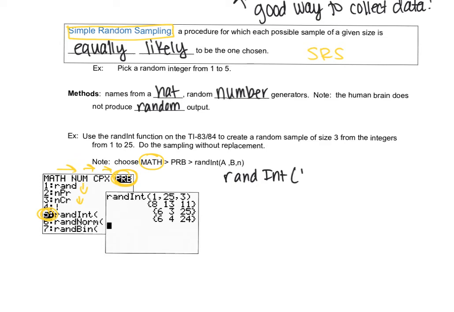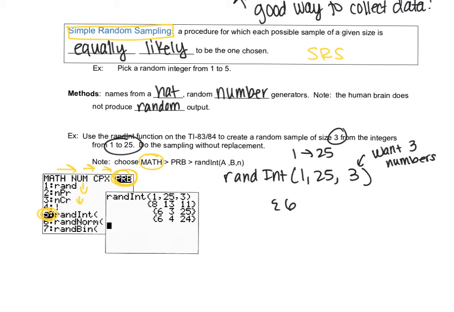And then I'm going to tell it 1 through 25. So I'm telling it the range of numbers to look at. Comma is next to the parentheses. It's right above 7. And then you're going to tell it how many numbers you want. So we want 3, and then you just hit enter. And this time I got 6, 17, and 5.